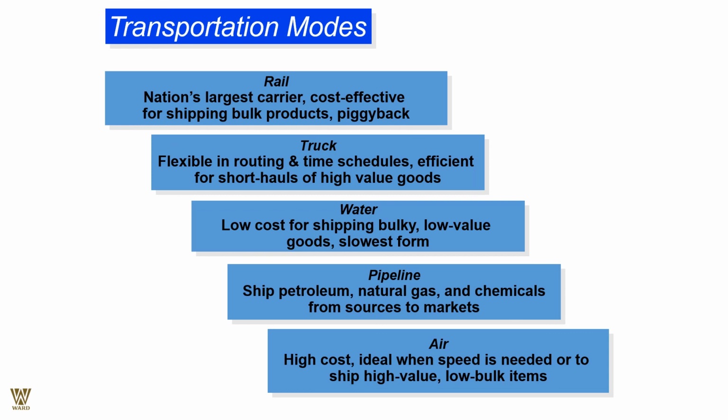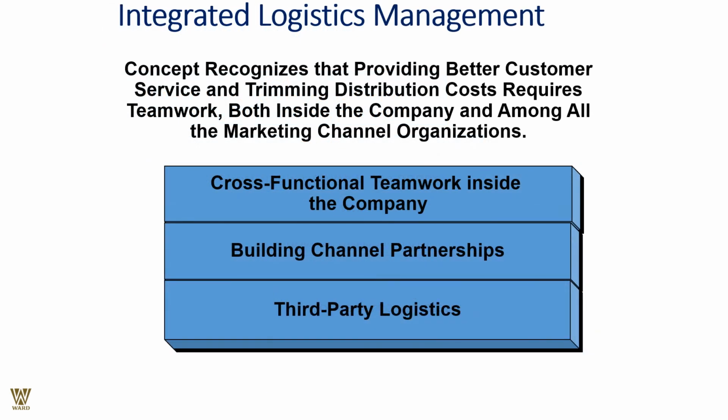Air is definitely one of the highest cost modes, but ideal when speed and efficiency are required, when we are shipping high value things in low volume. So, integrated logistics management recognizes that providing better customer service and trimming distribution costs requires teamwork, both inside the company and among the marketing channel organizations. So cross-functional teamwork inside the company, building channel partnerships, and third-party logistics as and when needed. So yes, this is what we are looking forward to.